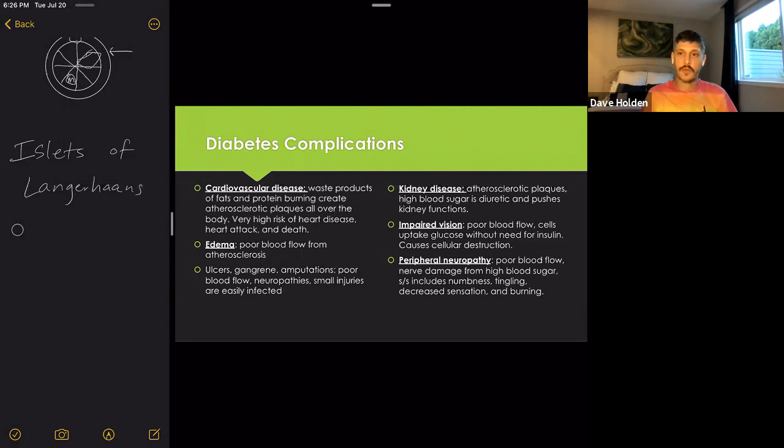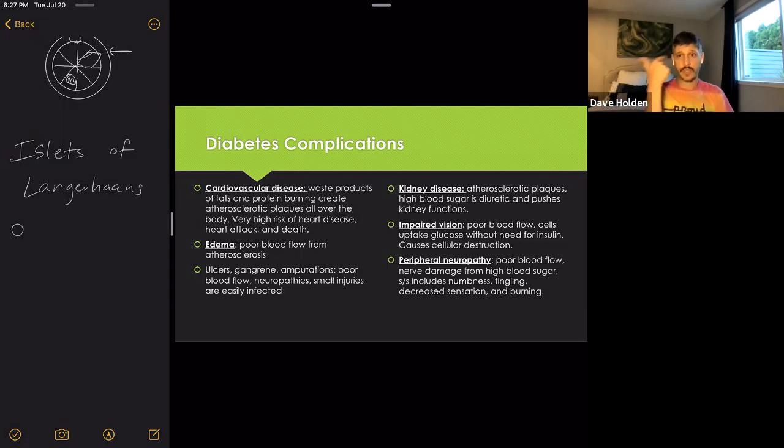Also, another complication of reduced blood flow is white blood cells cannot get to areas on time, so small injuries are easily infected. Kidney disease also leads from the atherosclerotic plaque. The high blood sugar is a diuretic and it pushes kidney functions. But as you push extra blood through the kidneys, those blood vessels have become narrowed by the plaque. So the kidneys can't perform adequately. Now you have kidney disease.